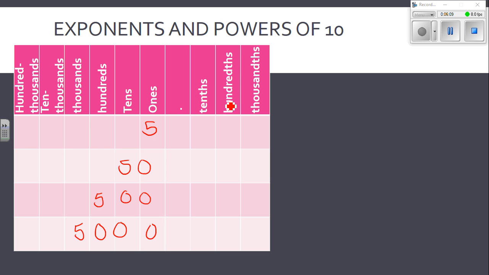So if I wrote this 5 here, let's say it's 5 times 10 to the 0 power. And then I have 5 times 10 to the first power. This gives me 5. This would equal 50. 5 times 10 to the second power would be 500. 5 times 10 to the third power would be 5,000.